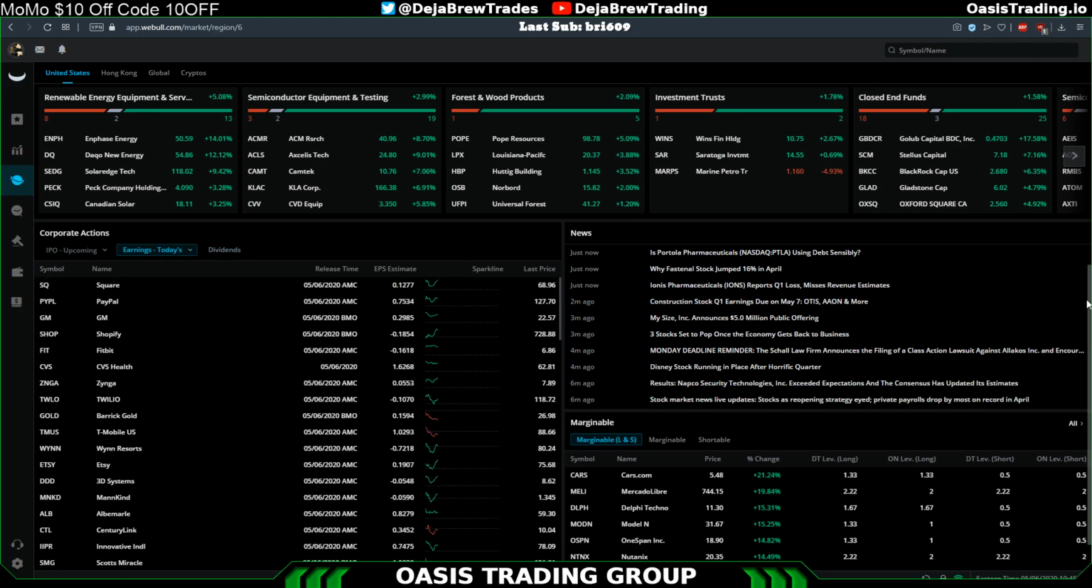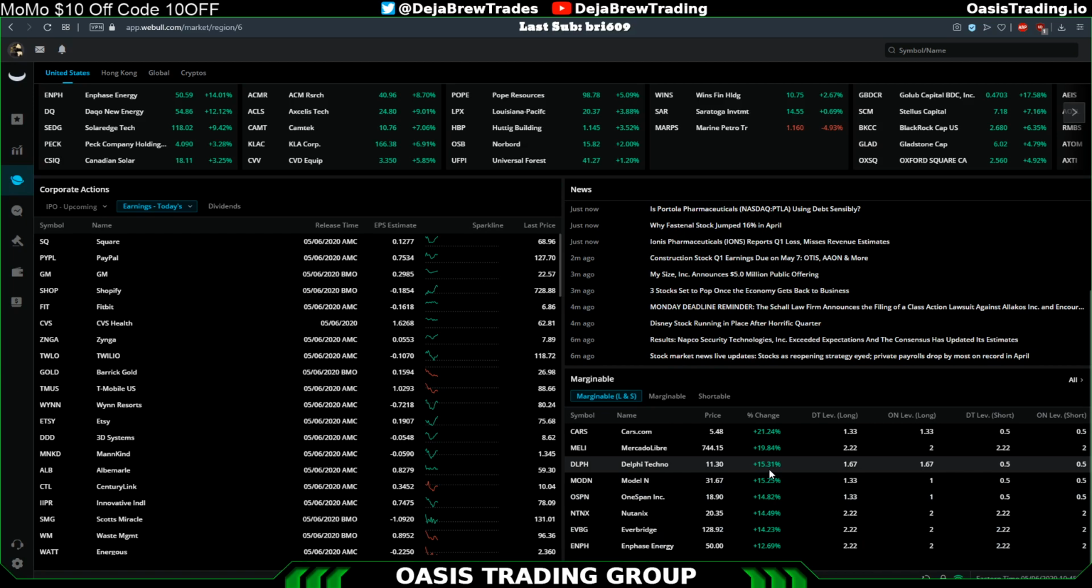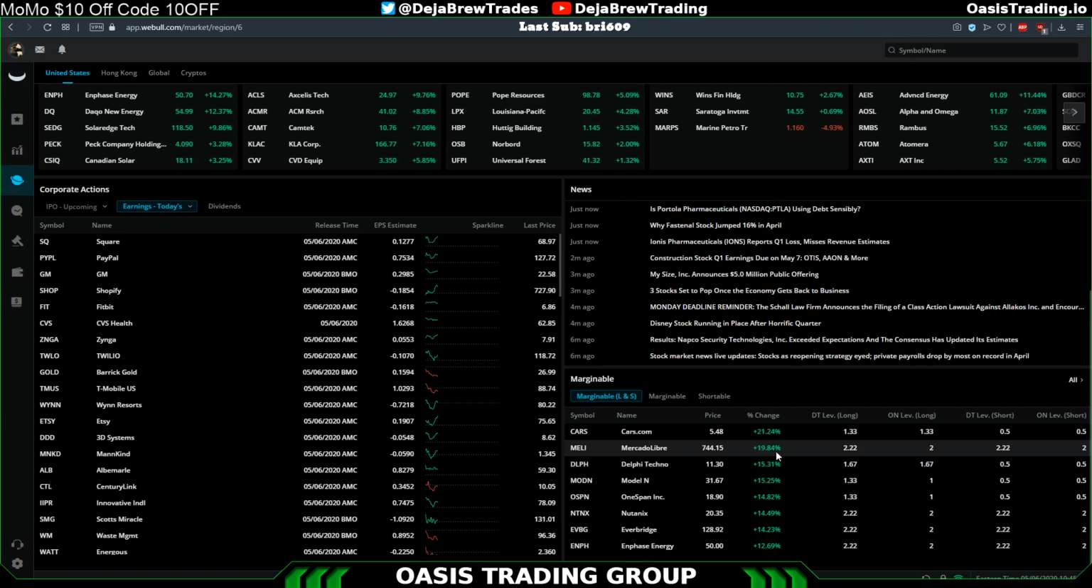And then the final window here is the marginable window. This is going to tell you what is marginable on longs and shorts. So you can take shorts, you can take leverage. These are the stocks that you can buy with leverage or you can short sell.